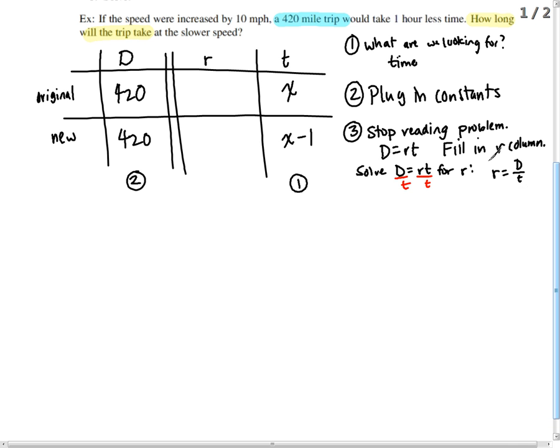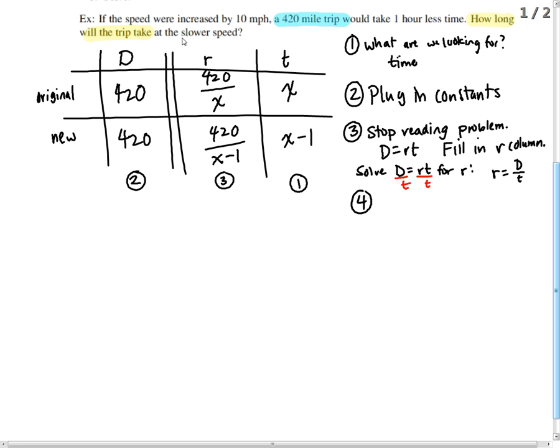So it has nothing to do with this problem at this point. We're just coming up with a relationship between the column we have as a variable and the column we have as a constant, the two columns we know things about. We're trying to get R in terms of those. So R is distance divided by time. So I take the distance, 420, and I divide by the time, which is x. Take this distance, which is 420, divide by this time, which is x minus 1. So this is step 3.